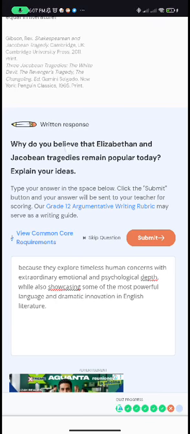Why do you believe that Elizabethan and Jacobean tragedies remain popular today? Explain your ideas. Because they explore timeless human conflict with extraordinary emotion and physicality while also showcasing some of the most powerful language and dramatic innovation in English literature.